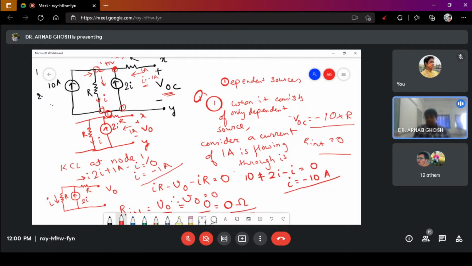Next, you put on the independent source, and again you apply KCL and find out the voltage drop. That will be your VOC. Now you have got VOC using the independent source, and you have got the resistance using only the dependent source. Now you can calculate.